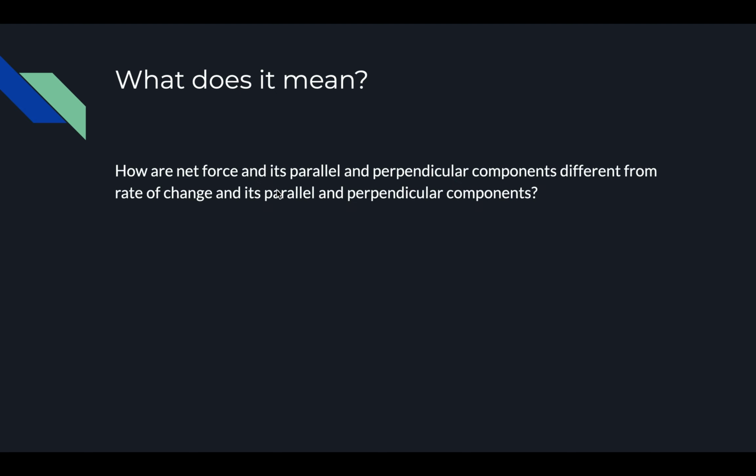So how are the net force and its parallel and perpendicular components different from the rate of change of momentum and its parallel and perpendicular components? Well, that's just it. They're actually equal, and we know this based off of Newton's second law. The net force is equal to the rate of change of momentum, and this is true for its parallel components and for its perpendicular components.